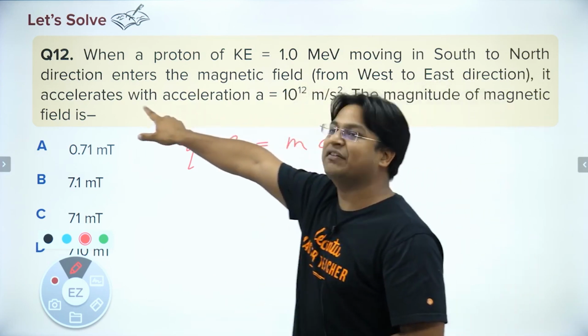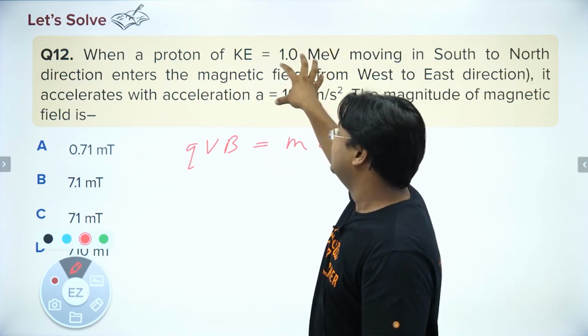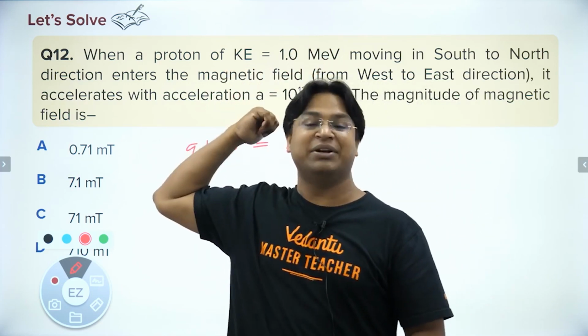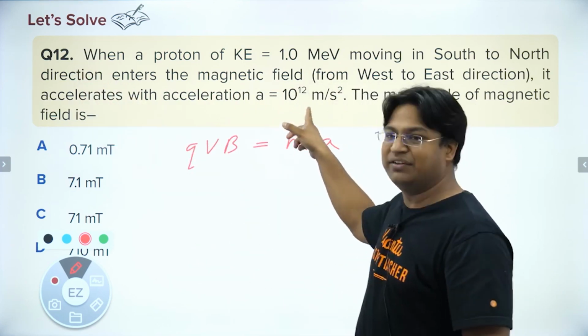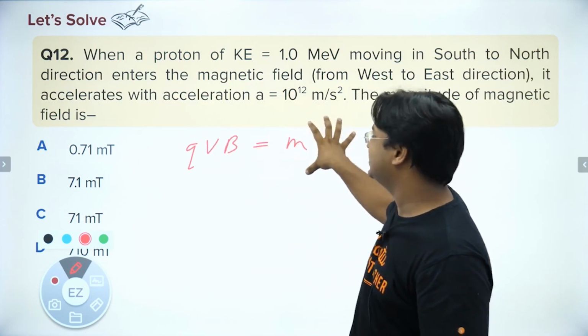The proton is suffering an acceleration of 10 raised to power 12. All right, now this much acceleration, understand this, the acceleration due to gravity is negligible in comparison to this. So just ignore that, alright. The acceleration due to gravity will be negligible in comparison to this. So this force is producing this acceleration.